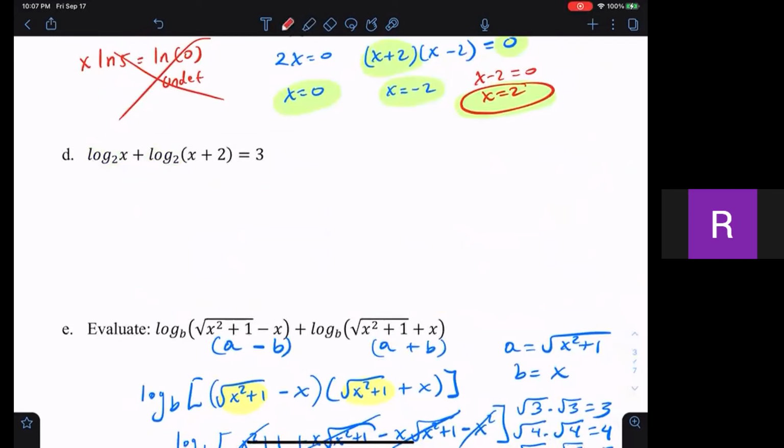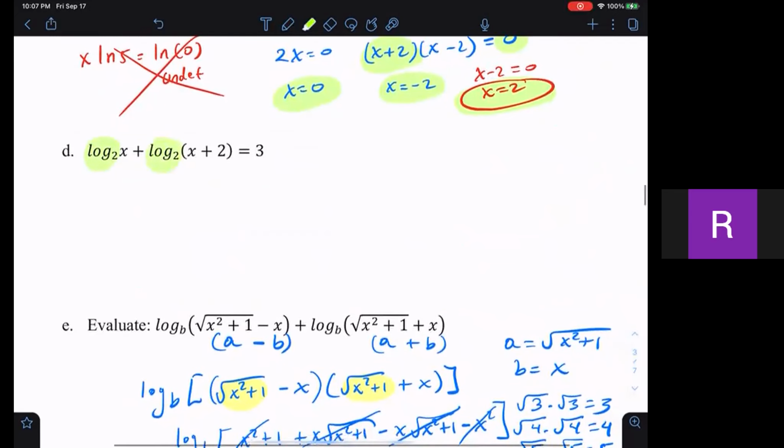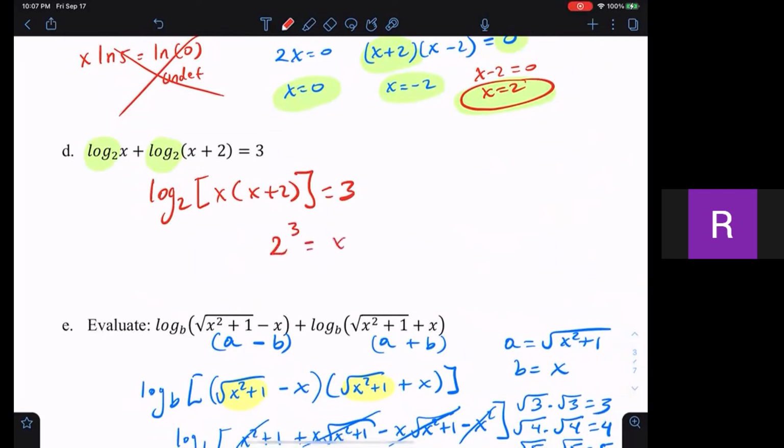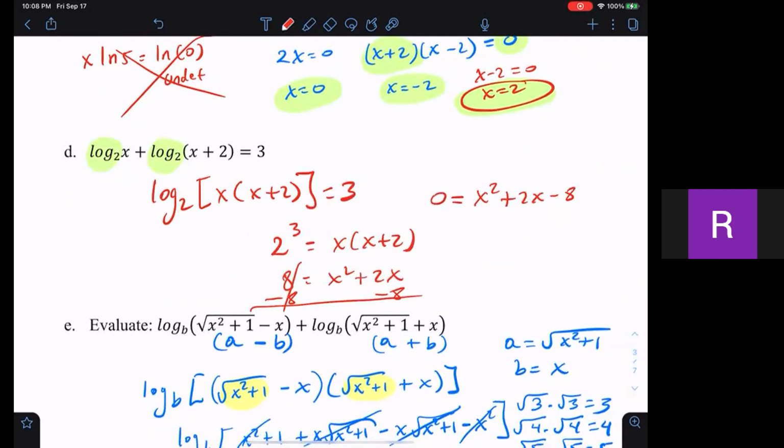So here I have the same base of the logarithm. I have log base 2, log base 2. So I can put them together. And since I have addition, I can use the quotient, right? So this is x plus 2 equals 3. Now I can use an exponential function, right? I can say that this is 2 to the third equals x plus 2. So therefore, this is 8 equals x squared plus 2x. Subtract 8 on both sides. This cancels out. I have x squared plus 2x minus 8 equals 0, or 0 is here, whatever you want to put it. So this is going to be x plus 4, x minus 2.